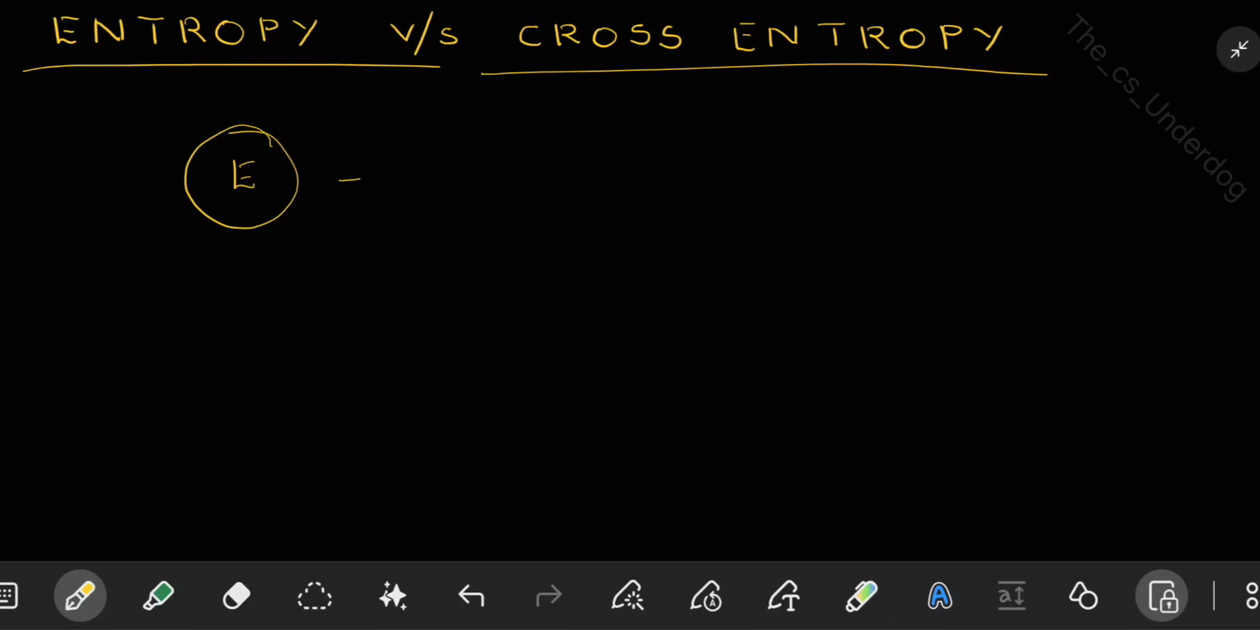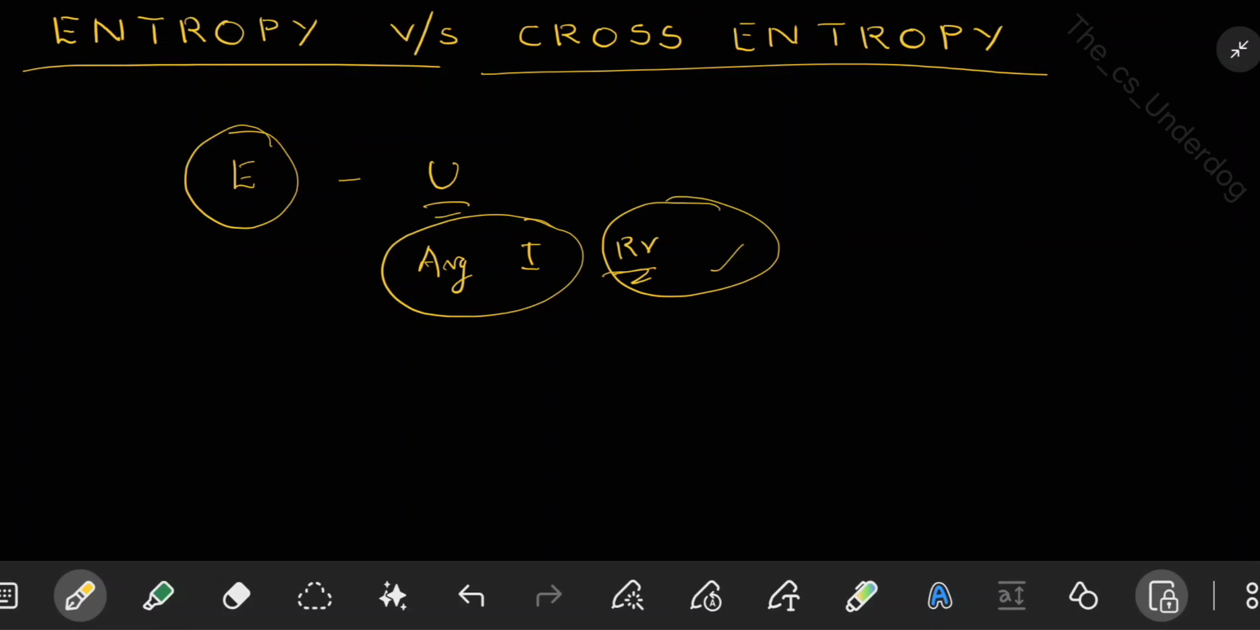Entropy is the uncertainty of an event or a distribution, or in other words you can say this is the average information that is inherent in a random variable's possible outcomes. This is another way of seeing entropy. What I told you is that it is the average information inherent in a random variable's possible outcomes. So let us see what is average information here.